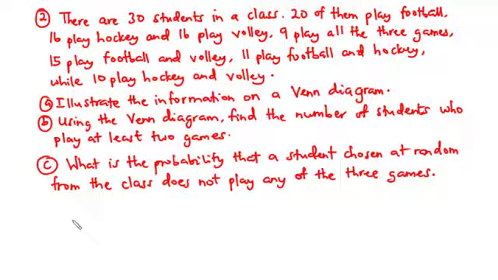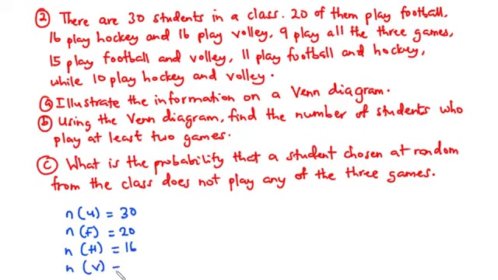So we have the universal set containing 30 students. So the number of students in the universal set is 30. 20 of them play football. So the number of students who play football is 20. The number of students who play hockey is 16. And the number of students who play volley is also 16. Now we are told that 9 play all the 3 games. So football intersection hockey intersection volley is equal to 9.